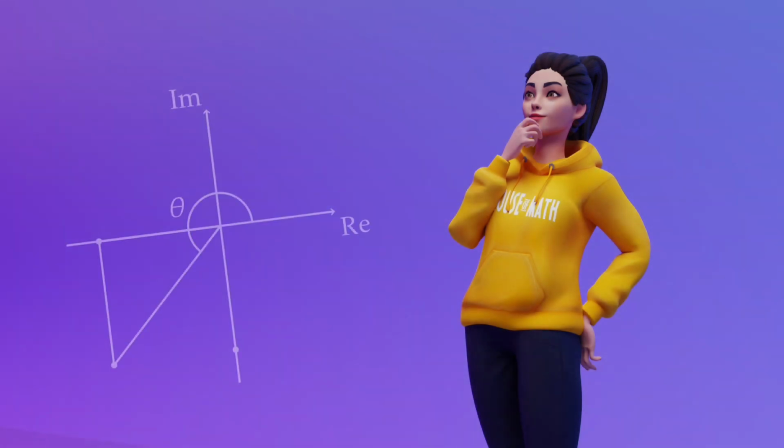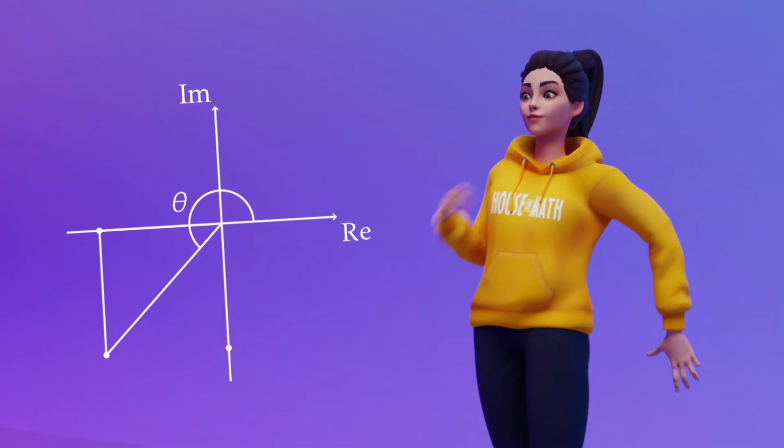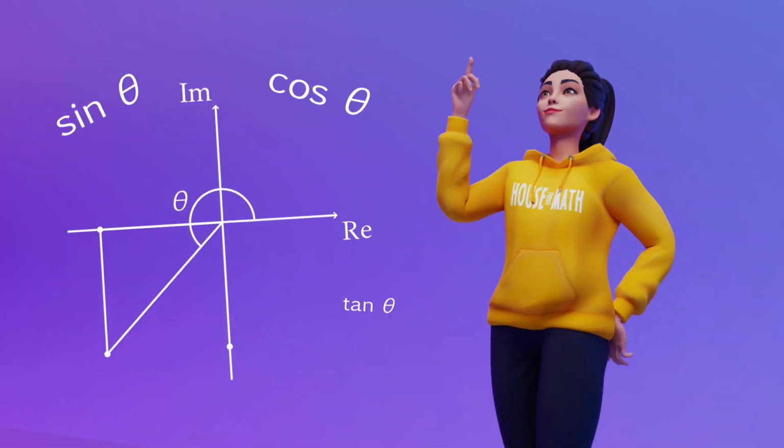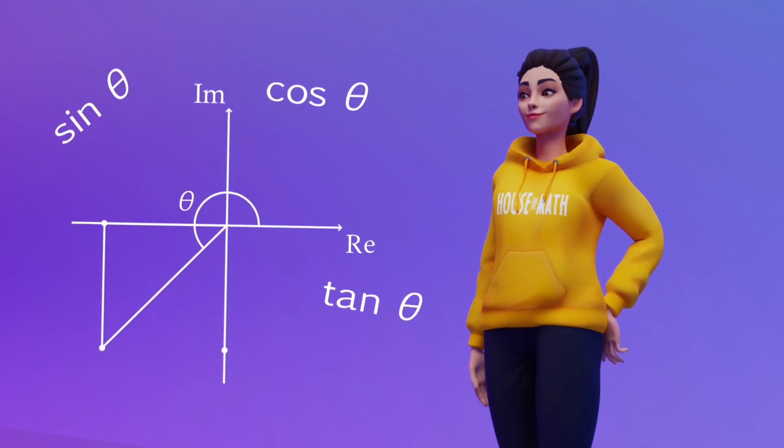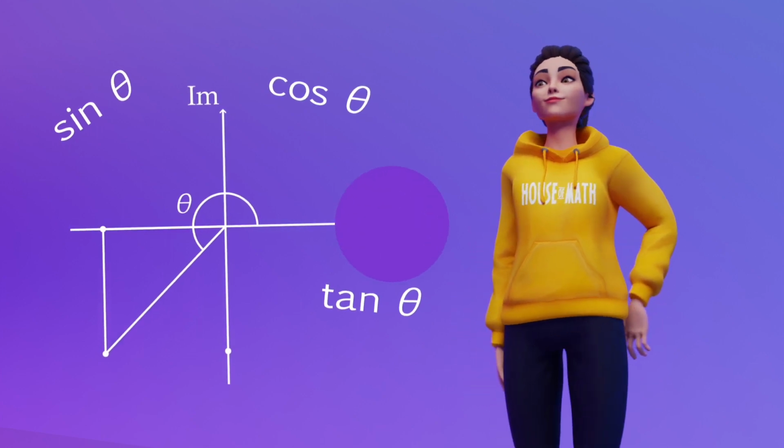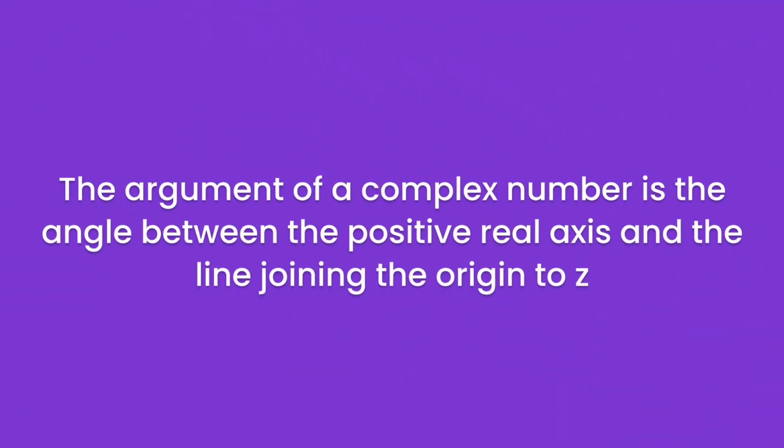For now, it might seem strange to care about the argument of a complex number. But knowing what the argument is and how you calculate it will become very useful in future videos. The argument of a complex number is the angle between the positive real axis and the line joining the origin to z.